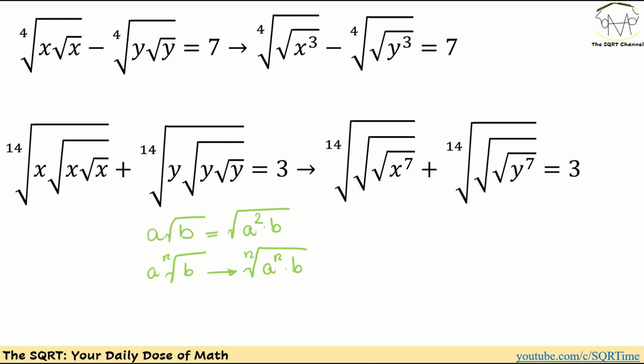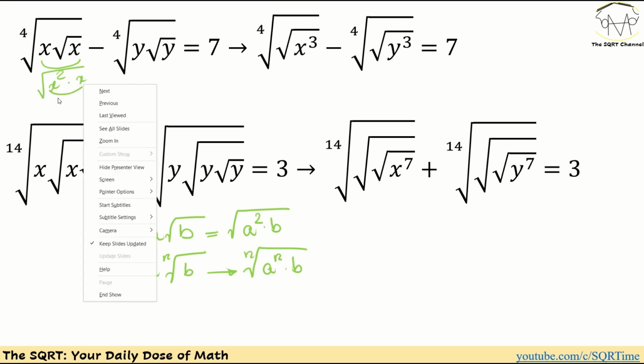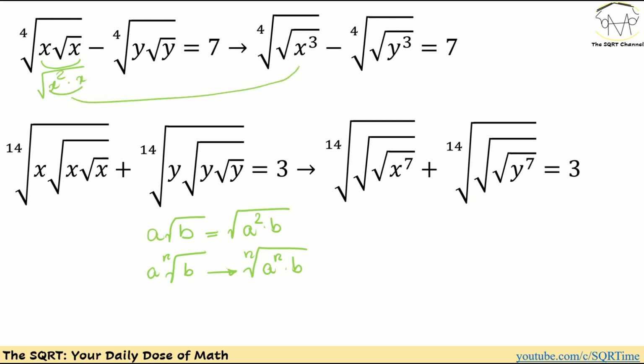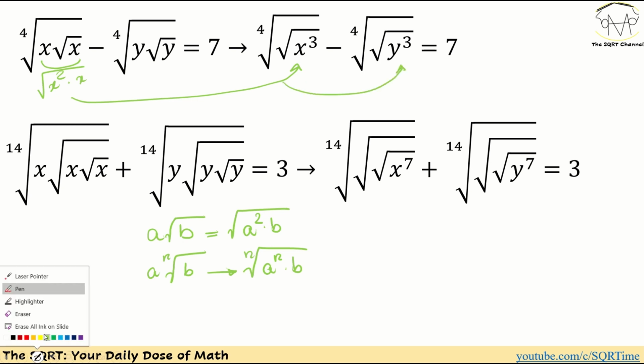Let's talk about that. So here we have x radical x, and we can write it as x squared times x and then another radical. This x squared times x is going to lead us to x cubed, and then we are going to have a similar thing that we had before, but this time for y. Now let's talk about the other one, which is basically the second equation.